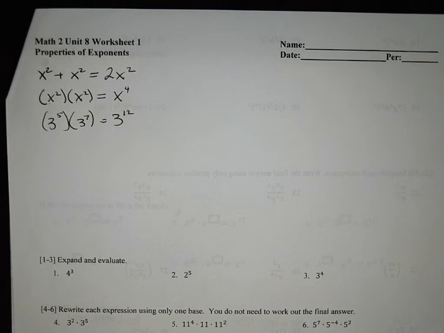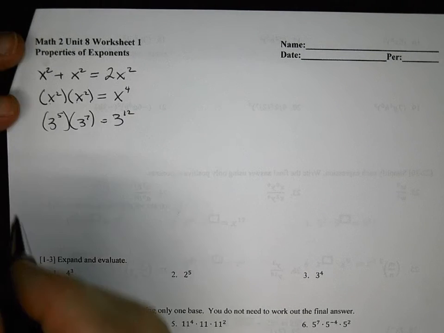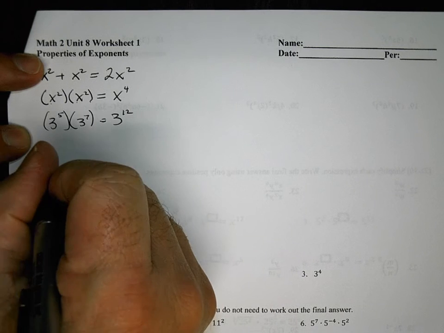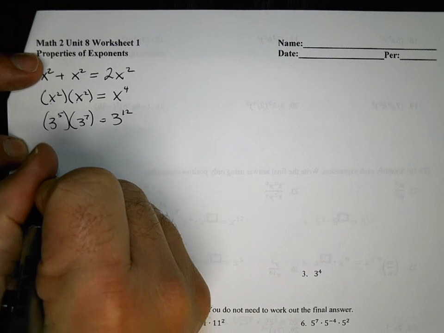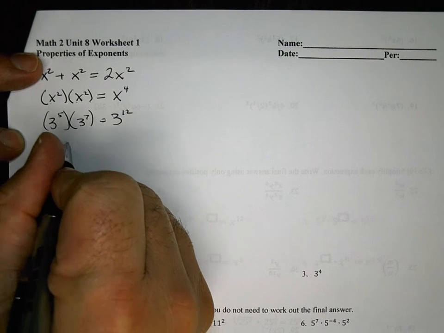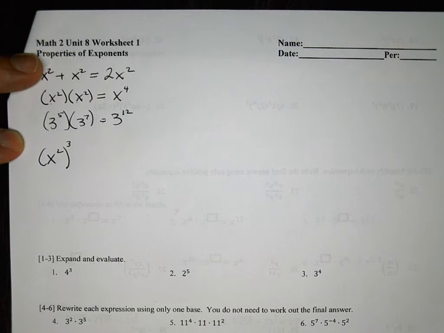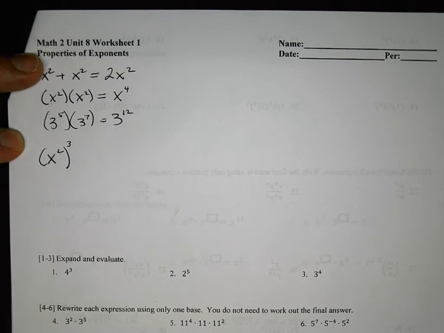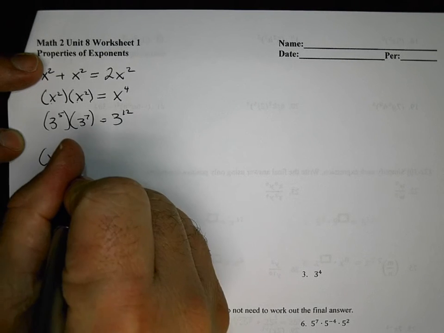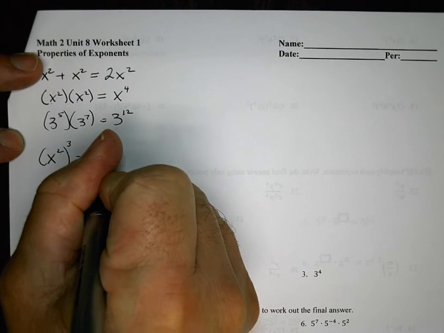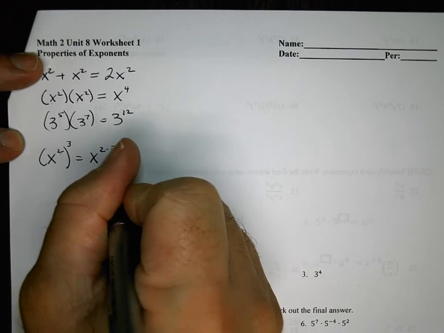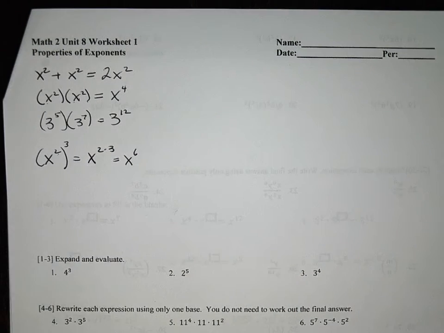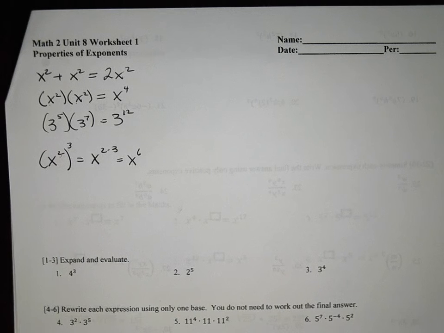Now, I'm going to go a little out of order here, but one of the things we usually show you, usually it's third, we'll say that x squared raised to the third power. So the simple answer is when you raise a power to a power, you multiply exponents. So this would be x to the 2 times 3, which is x to the 6th. When you raise a power to a power, you multiply.